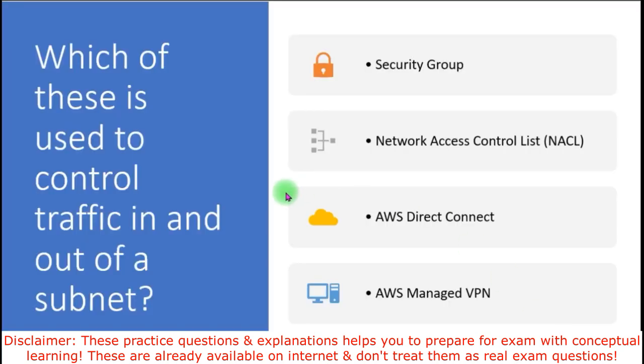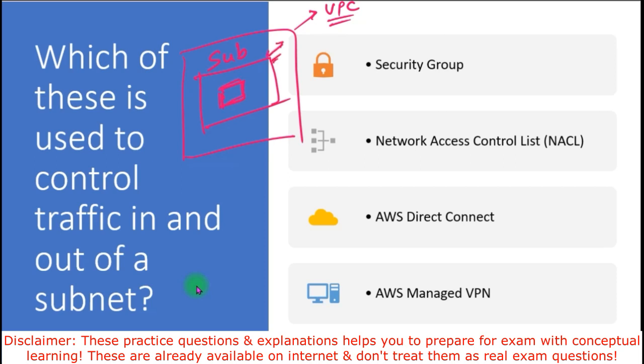Let's talk about another important question which is related to the network domain. Which of these is used to control traffic in and out of a subnet? There are two things. We can restrict traffic at two places. Suppose this is our subnet where we are hosting our instance, and this is the VPC. Here they are talking about controlling traffic at the subnet itself, not at the VPC level.